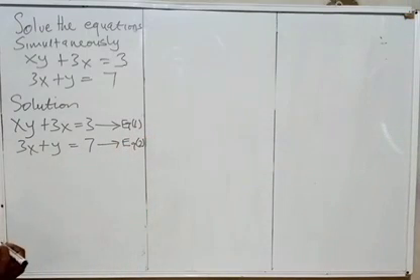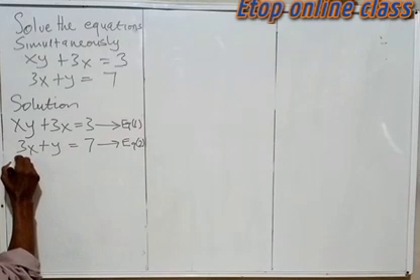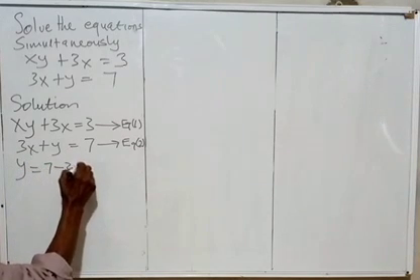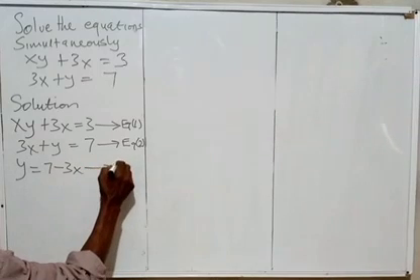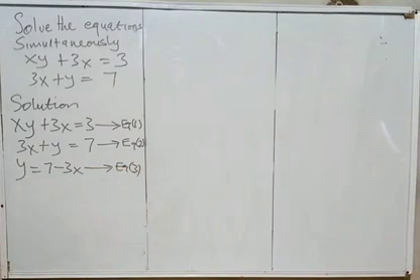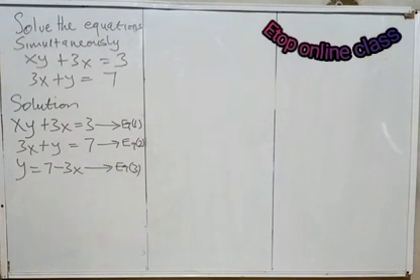I now make y the subject of the formula because the coefficient of y is 1. So I can now say y equals 7 minus 3x. I call that equation 3. I now substitute equation 3 into equation 1. Wherever I find y, I put in 7 minus 3x.